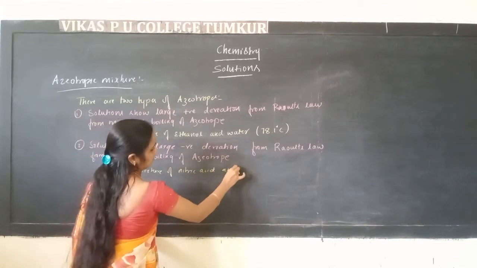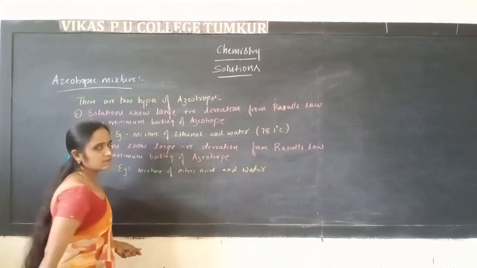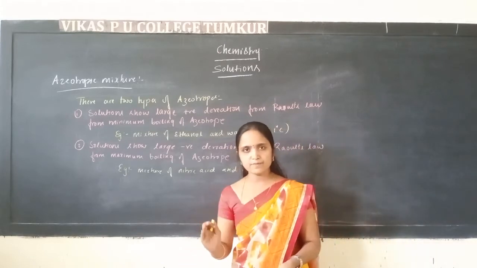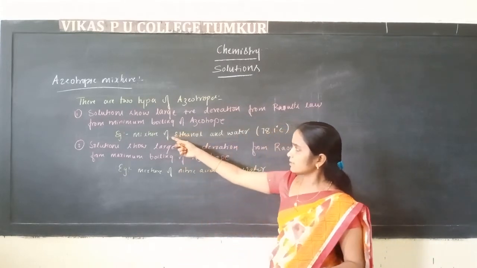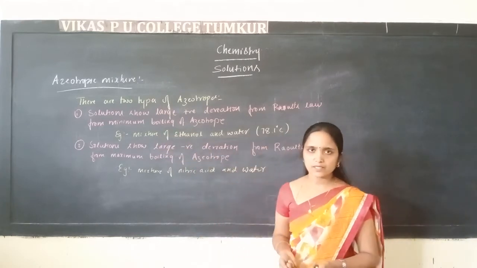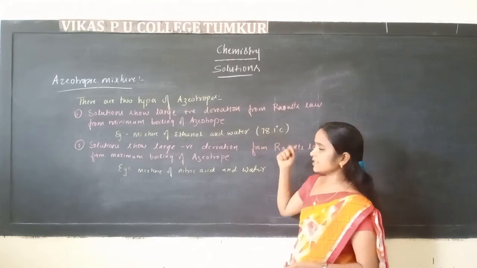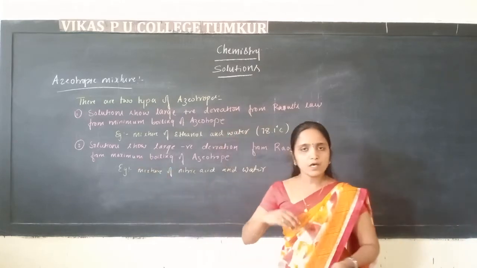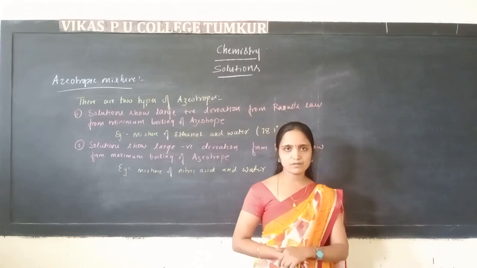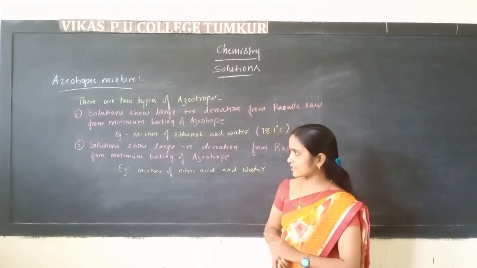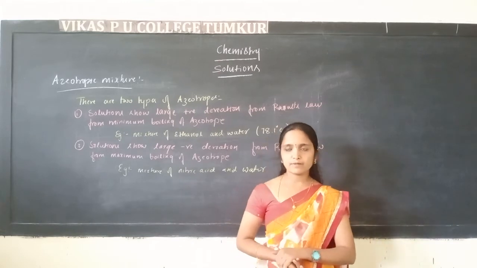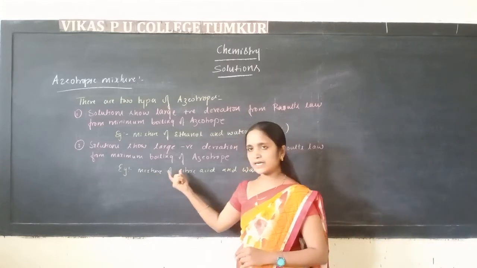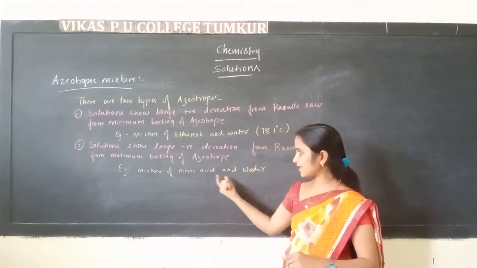Here there are two types of azeotropes. One is the solution showing large positive deviation, forming a minimum boiling azeotrope. An example is the mixture of ethanol and water at 78.1 degrees Celsius. The next is solutions showing large negative deviation from Raoult's law, forming a maximum boiling azeotrope at a specific composition. An example for this second type is the mixture of nitric acid and water.